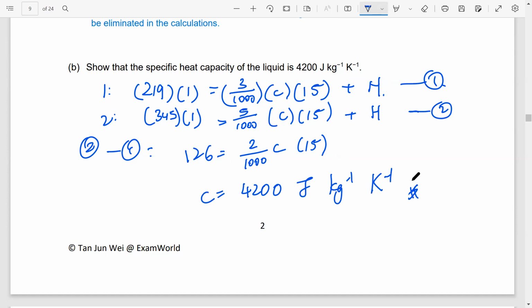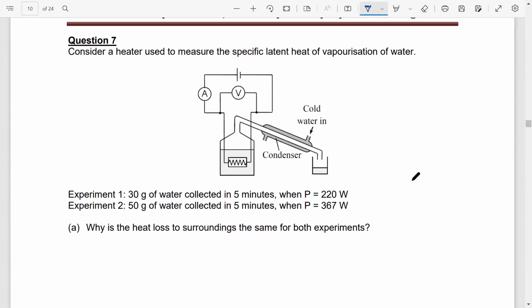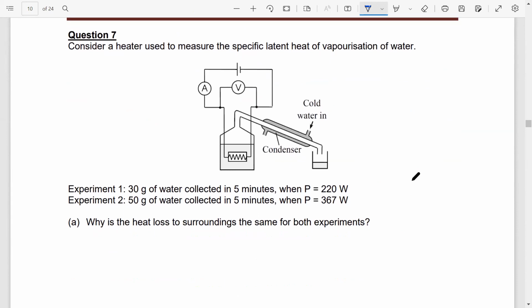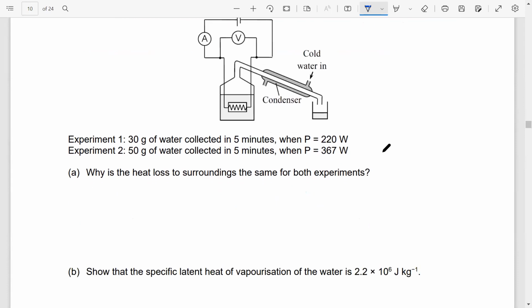Now we can look at the next question, question 7. Again, you can pause the video if you haven't read. So consider a heater used to measure the specific latent heat of vaporization. So this is just an example. Again, same thing, we want to consider heat loss to surroundings. So why is the heat loss to surroundings the same? Because same temperature difference over the same period of time.